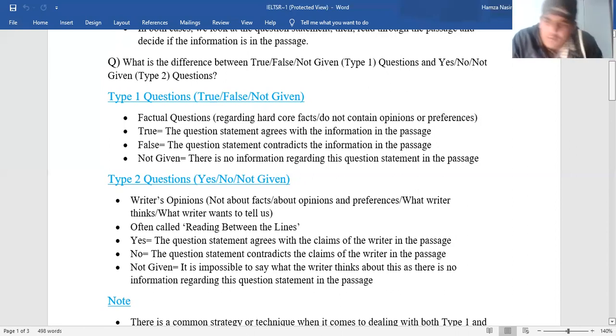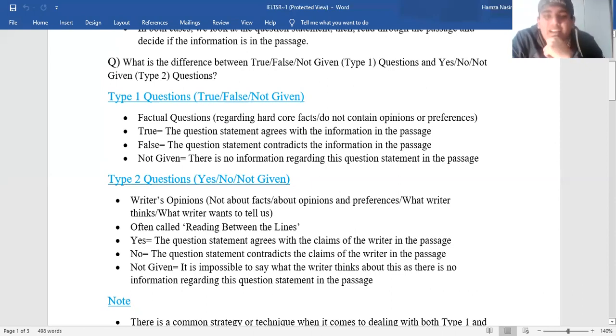Now, you go through the claims of the writer, that is the information in the reading passage, and then you observe the question statement. So if that question statement is agreeing or being accepted or proved or verified by the claims of the writer in the passage, then in that case the answer is yes. If the question statement is contradicting or is being rejected by the claims of the writer in the passage, then obviously the answer will be no.